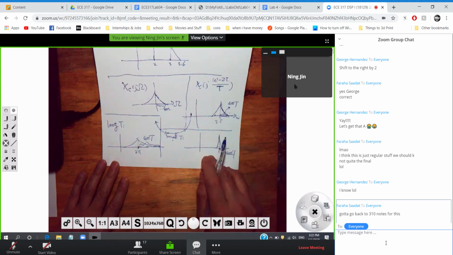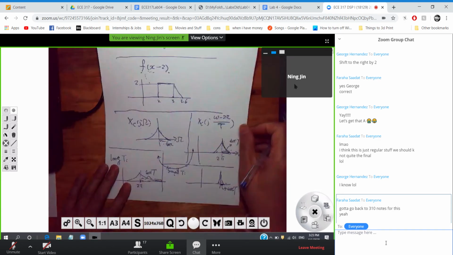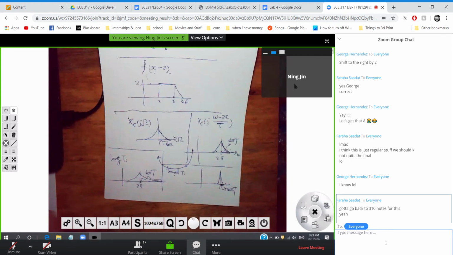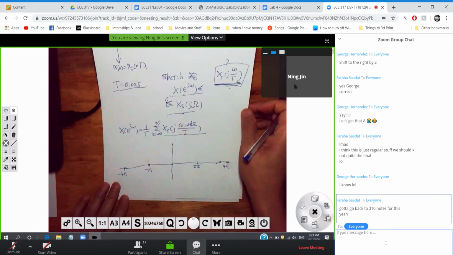Go back to 310 nodes for this. You should have that. Okay, 310, you have that? Okay, that's great. So you should know this. All right. Okay, after this, then we can have our problem here. Now let's go back.